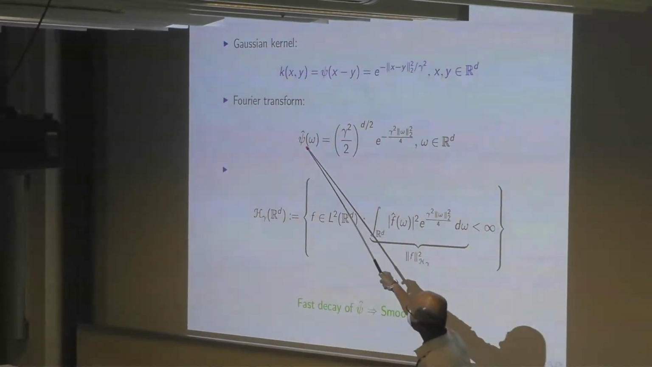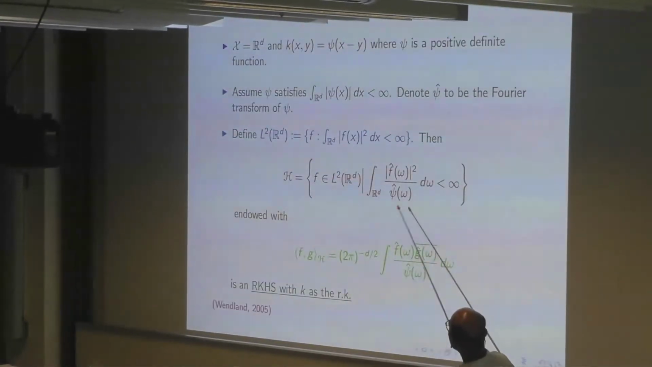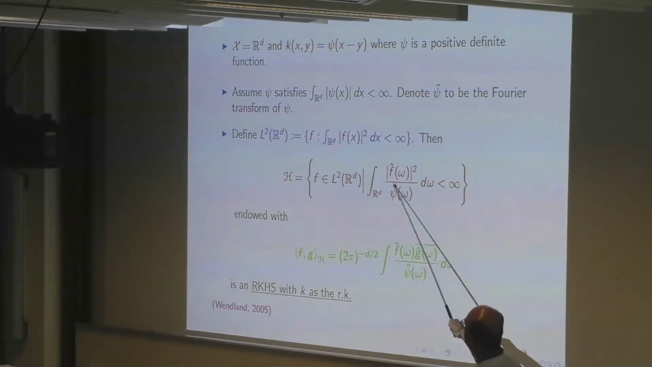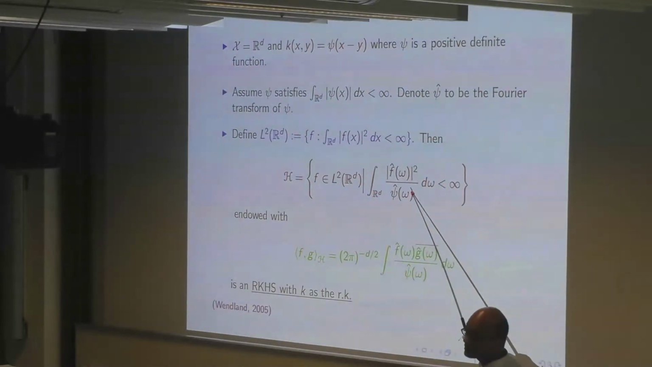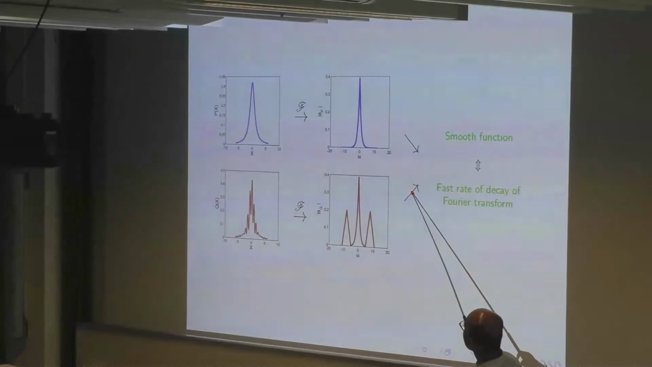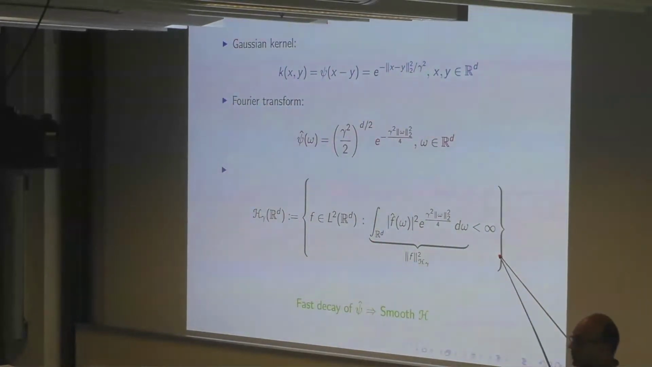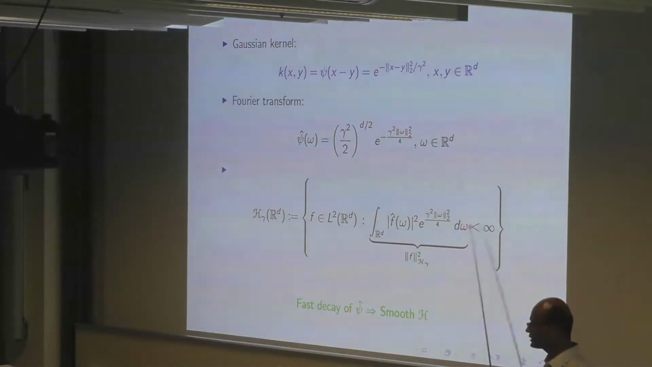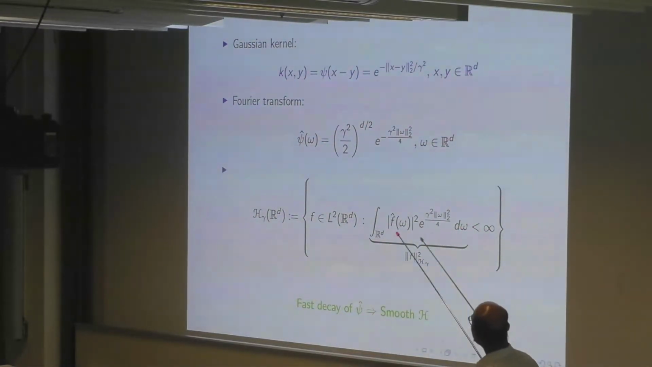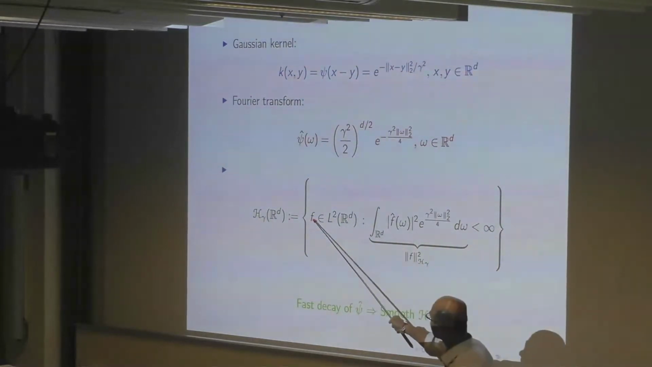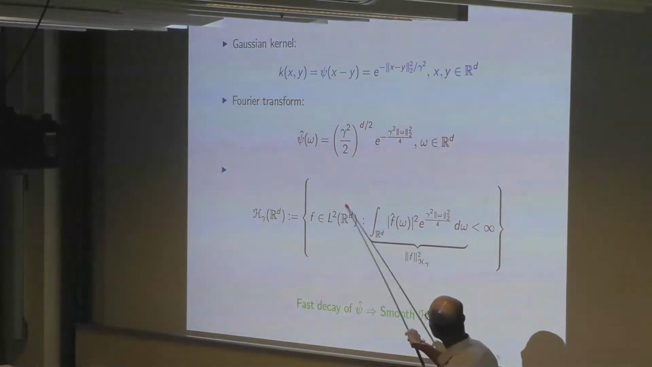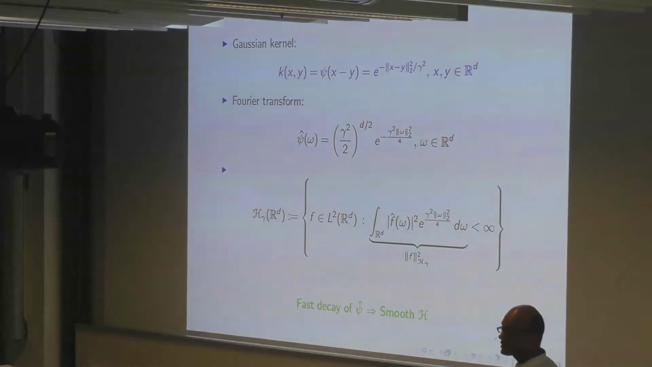Now let us plug in this C hat. We have seen this is my Hilbert space, where the Fourier transform of the kernel is in the denominator. So let us just plug that in. If I plug that in, this is my Hilbert space. Okay. So now what is this telling us? Here I am looking at the set of functions which are square integrable such that this integral is finite.